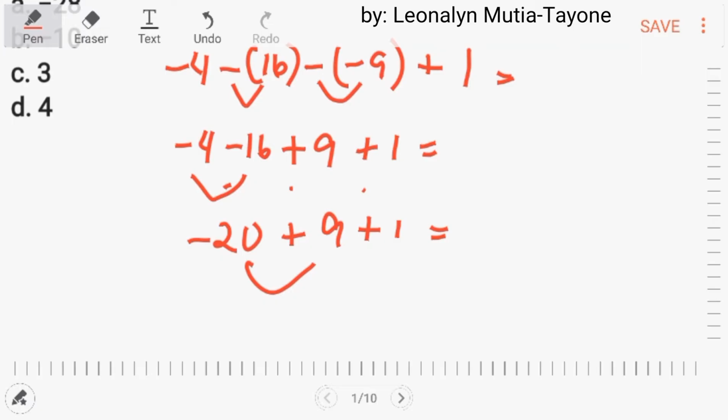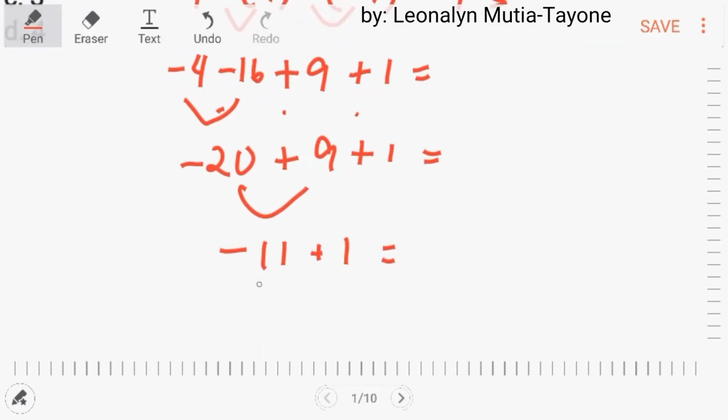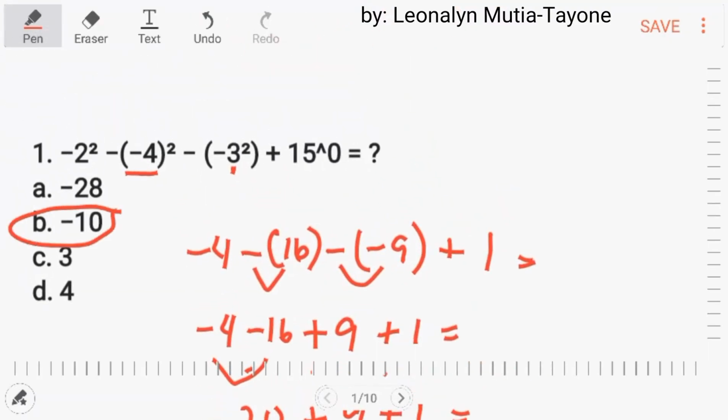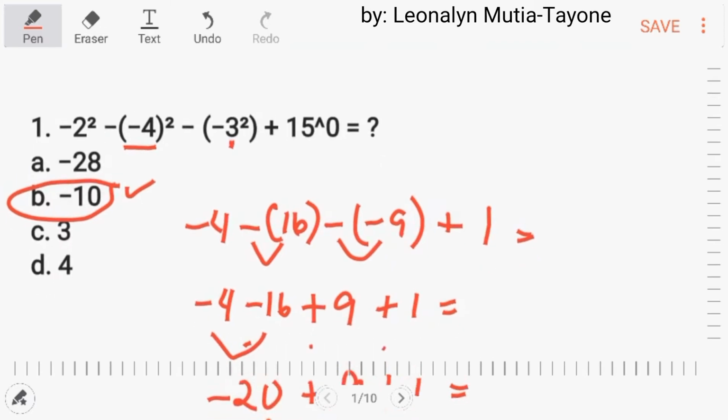Now, negative 20 plus 9: they do not have the same sign, so we will do subtraction. Then we carry the sign of the one with the largest value, which is the negative. So, 20 minus 9 is 11. Negative 11 plus 1, and that is negative 10. So, the answer here is negative 10, letter B. Let's double check using a calculator.